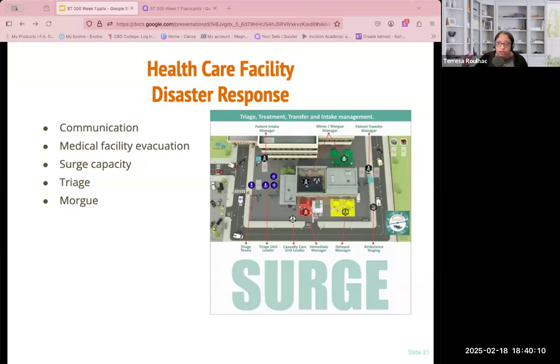The chapter talks about surge capacity. Okay. This refers to a healthcare facility's ability to manage a sudden influx of patients, often overwhelming numbers. This can occur during a mass casualty incident, a pandemic, or a large scale disaster. So how does that affect us, right? We have to be prepared for an increased caseload.